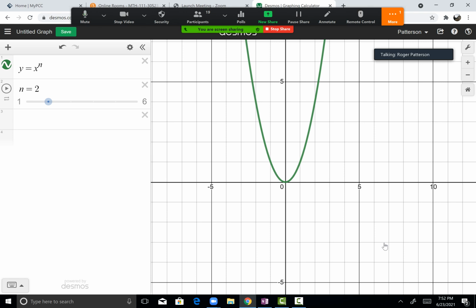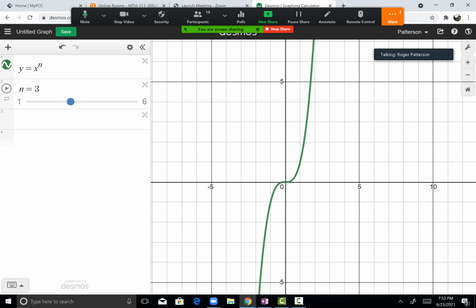What is it? All real numbers. All real numbers for both? Or just for the domain? Or just for the range? For the domain. Domain's all reals, good. What about the range? 0 to infinity. Okay, good. All right.